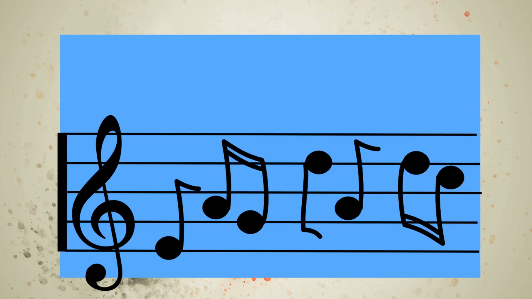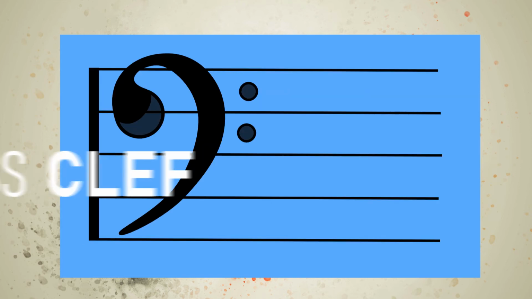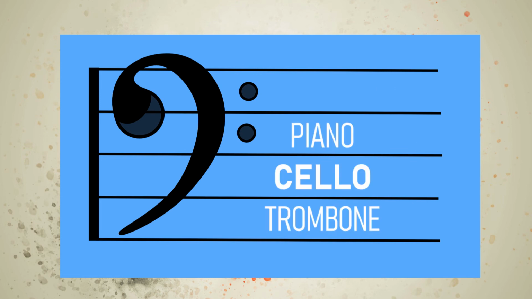And in regards to the treble clef, it's also called the G clef because it sits on the same line that the note G sits on. As for the bass clef, it's actually for lower pitched instruments. For example, the left hand of a piano, the cello, or the double bass, or the trombone.